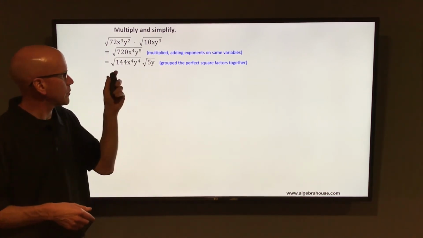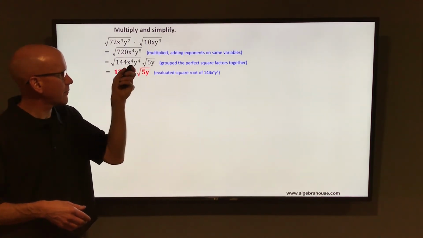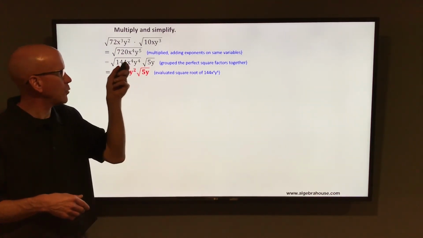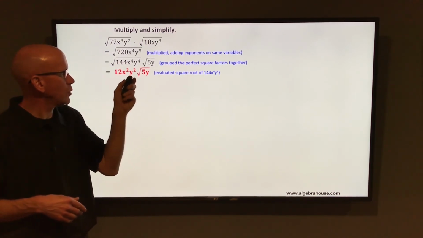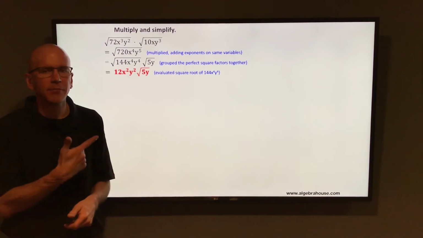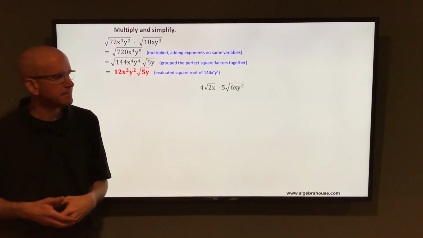So go back to that first radical sign, simplify that. Square root of 144 is 12. Square root of x to the fourth, just divide the exponent by the root. That will be x squared. And the square root of y to the fourth, divide the exponent by the root. That is going to be y squared. So that simplifies to be 12x squared y squared times the square root of 5y.